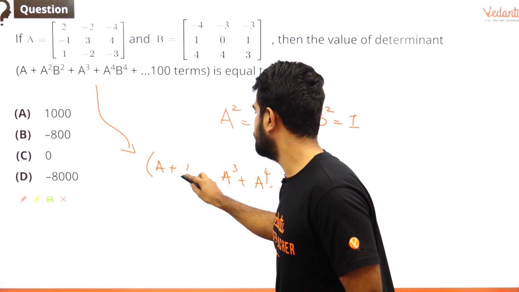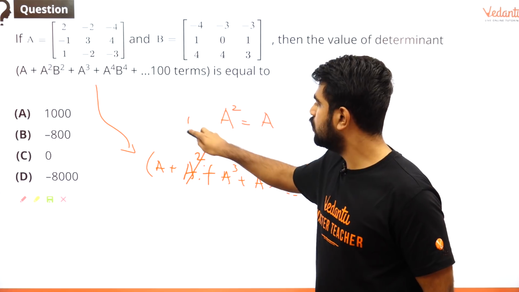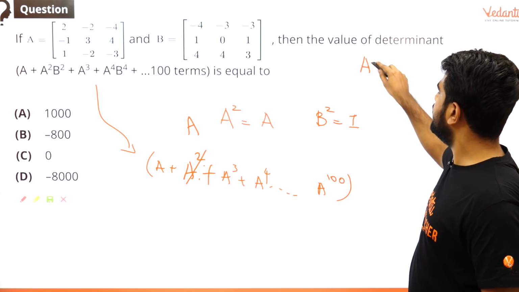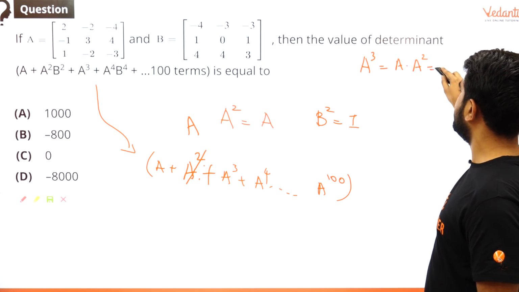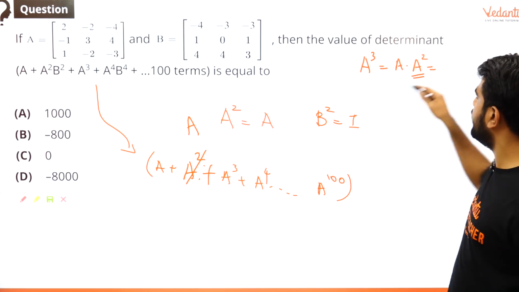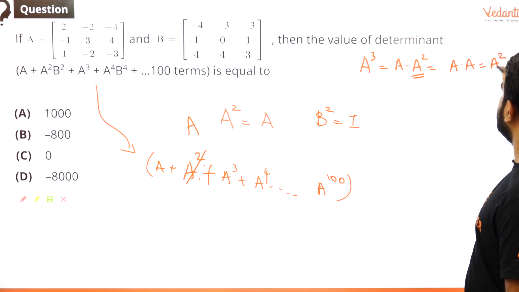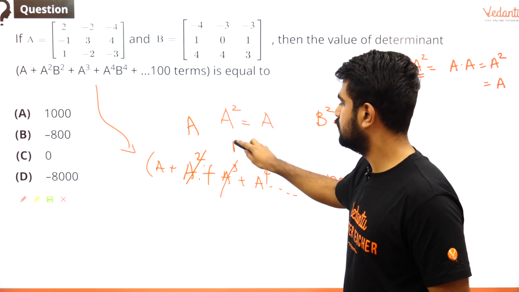Okay, let's write it down. This is A square and this is plus. So this A square is going to be A. Now, what is A cube? A cube can be written as A into A square. And A square we just saw is nothing but equal to A. So it is going to be A into A, which is A square, and A square is again equal to A. So this is also equal to A.